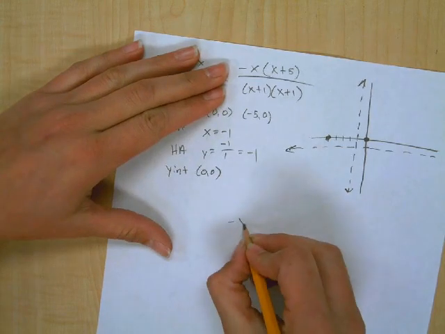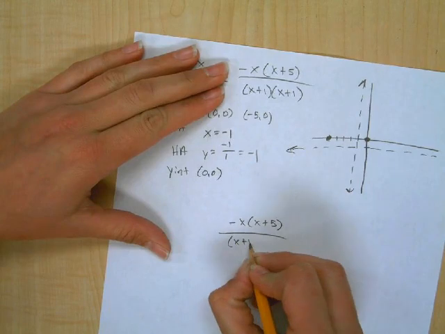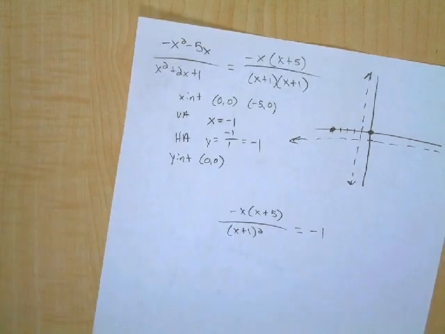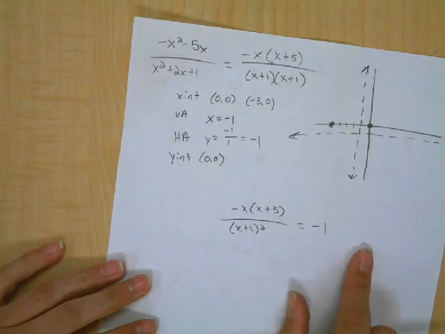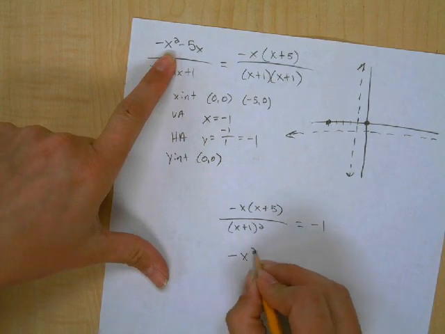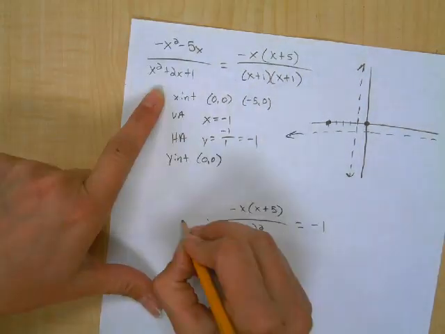So negative x plus 5 over x plus 1, I'm just going to write squared. Set that equal to negative 1. Okay, so when I multiply that over, I'm going to go back to the factored form because it'll make it easier. 5x, right? Because I'm going to multiply this x plus 1 squared over.